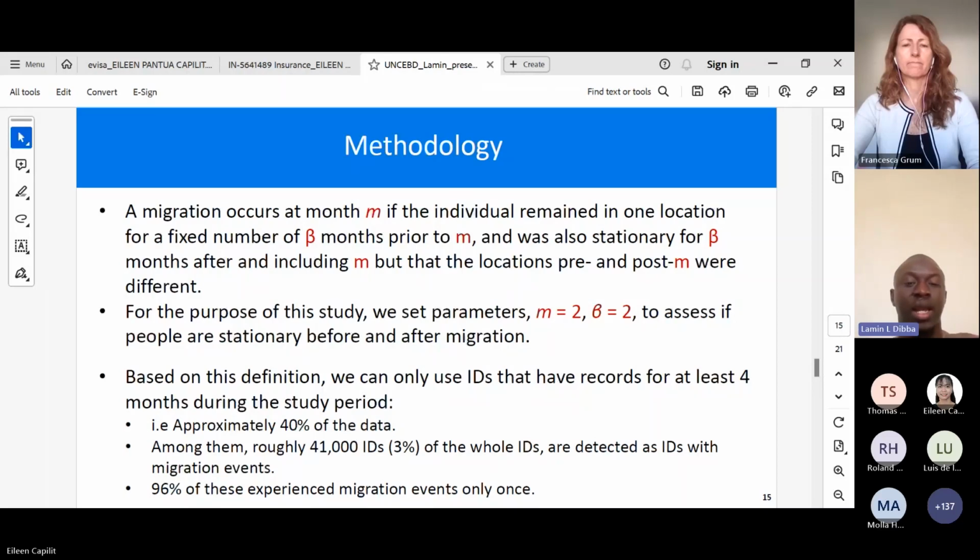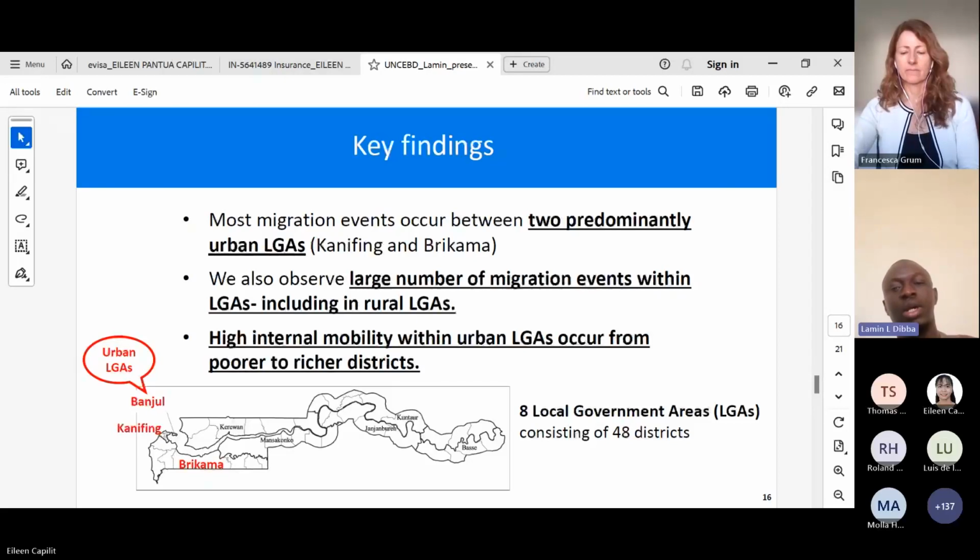analysis, and it was realized that only 3% of the data, about 41,000 IDs, had migration events based on the parameters that have been set, and 96% of the IDs had data only for 1 month, and this was not what was used in the data set. So only 3% of the data was used for the analysis.